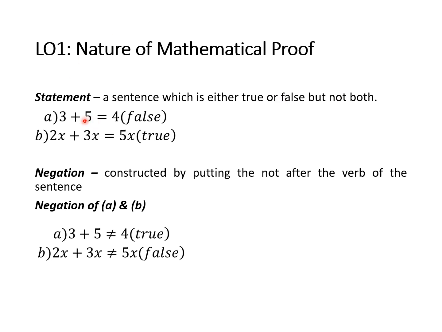For example, 3 plus 5 equals 4, which we know is incorrect. So therefore it's a false statement. 2x plus 3x is obviously 5x. So therefore this mathematical sentence B is true.